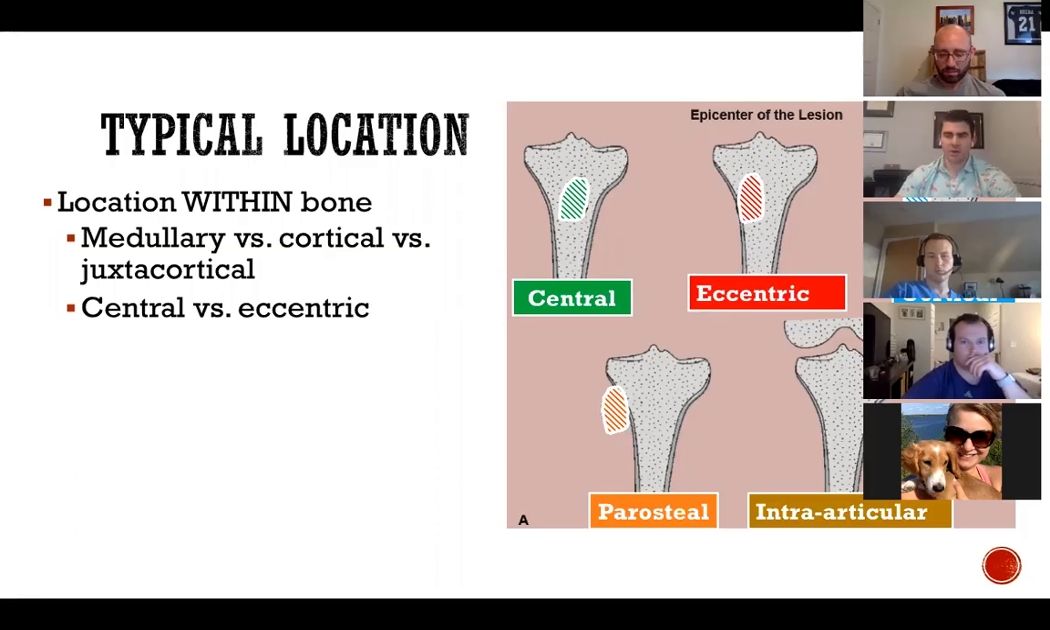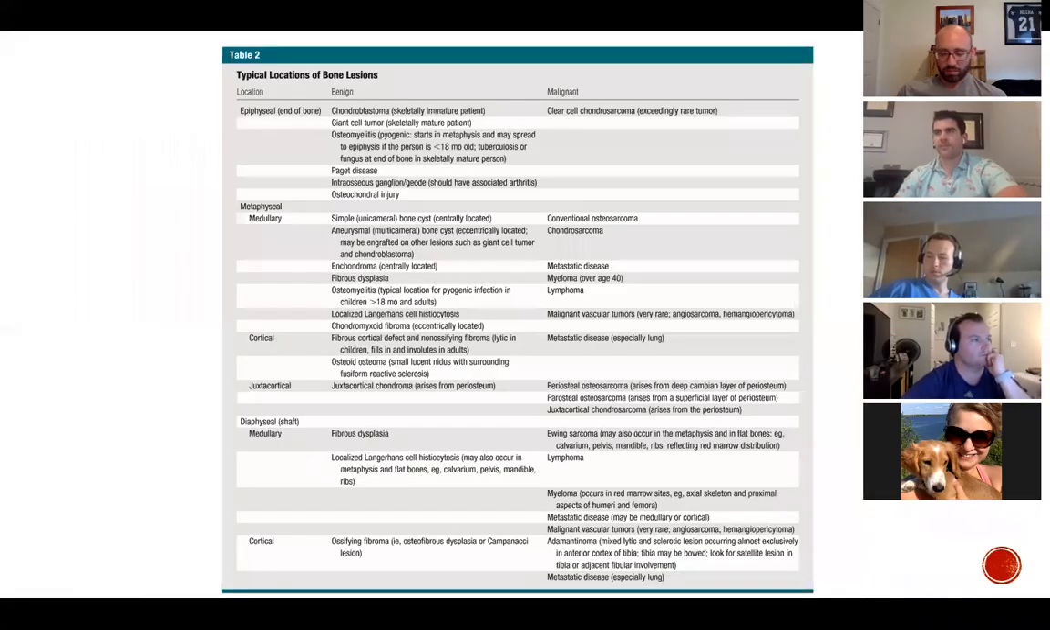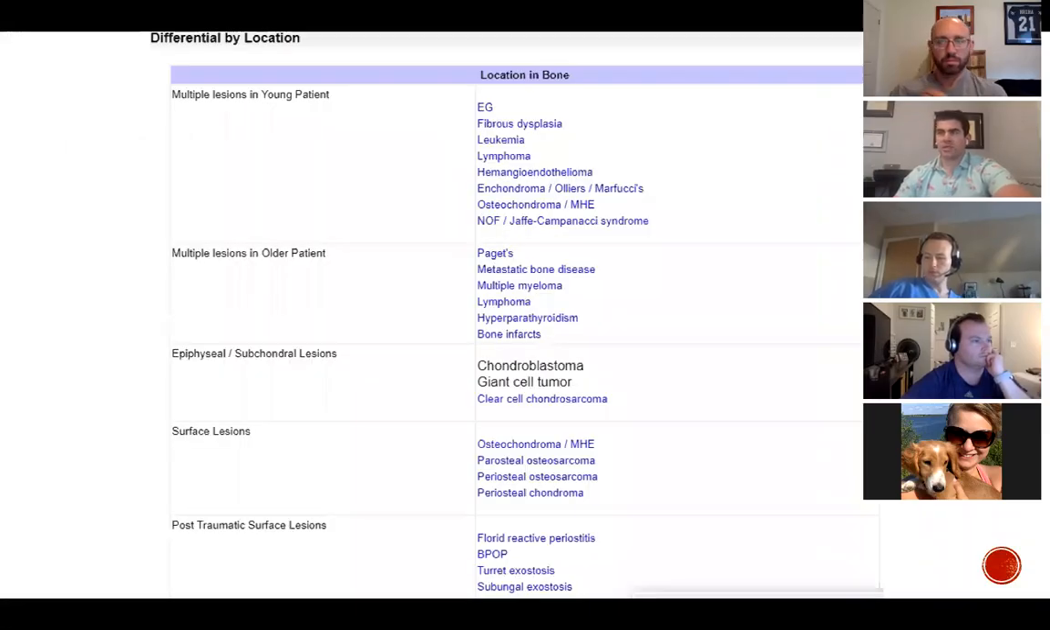And then we talk about intra-articular pathologies. If you can start to look at a lesion and break it down into these categories, you've gone a long way to helping form your differential. Again, another reference slide for you to look at. This just has some of the locations within bone, some of the centrally located lesions and some of the more cortically based and eccentric lesions. This is a great reference slide to refer back to. This is just some of our differentials by the location in bone, again, for your reference. I thought this was a really helpful slide, and it'll be sent out on the PDF.